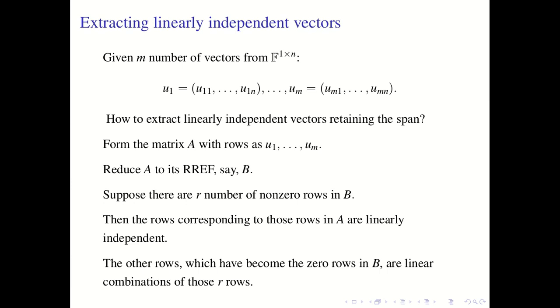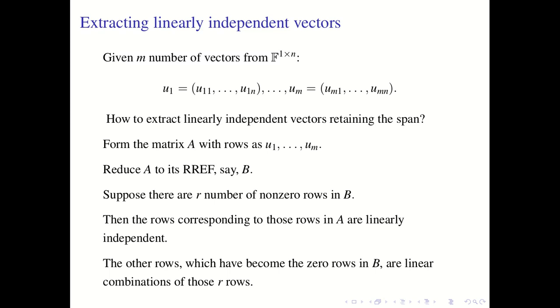Now this is another interesting application of the elementary row operations and row reduced echelon form. Suppose you are given m vectors from F^n. So think of it as F^(1 x n). You have m vectors. How do we extract linearly independent vectors among these m vectors?